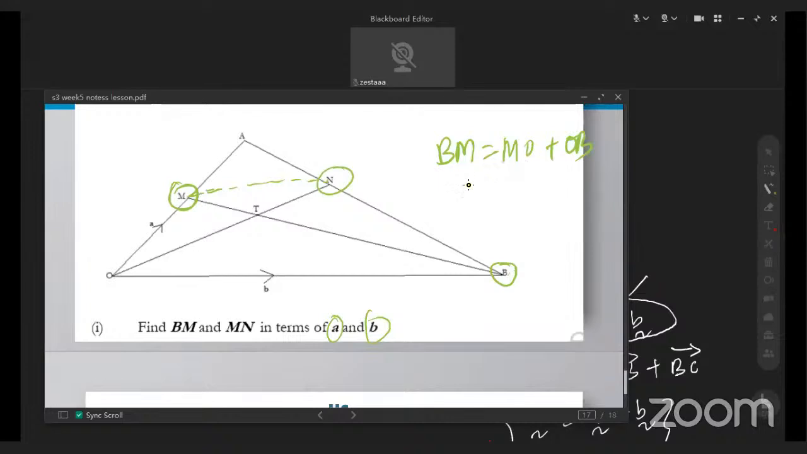Then you also look for this MN. So for it to move from M to N, you can say NT plus TM. So from here, you find NT, and you also find TM as well. That is what you're going to carry on. I'm going to share this in the Google Classroom so that you do the same thing as well.